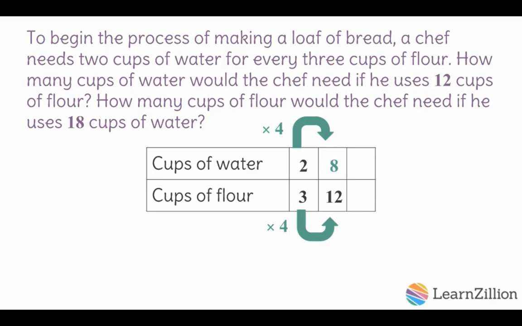If the chef uses 18 cups of water, we have to look for a multiplicative relationship again, this time between 2 and 18. We know that 2 times 9 will give us 18. If we have to multiply the cups of water by 9, we know that we also have to multiply the cups of flour by 9 in order to maintain the same ratio. When we multiply 3 times 9, we get 27 cups of flour. We know that if the chef uses 18 cups of water, he has to use 27 cups of flour. We just used the multiplicative between relationship to find the missing values in this table.